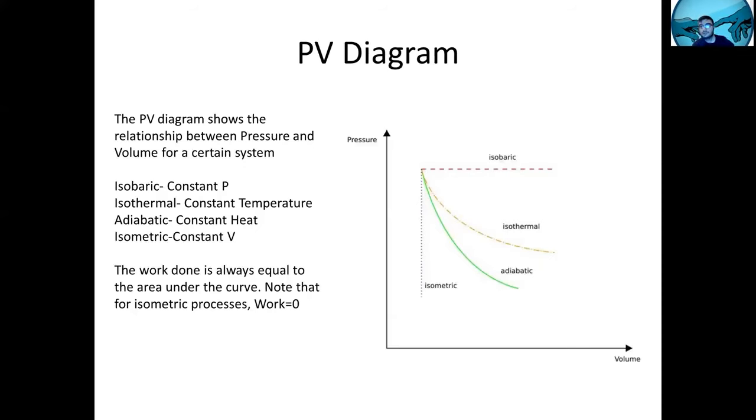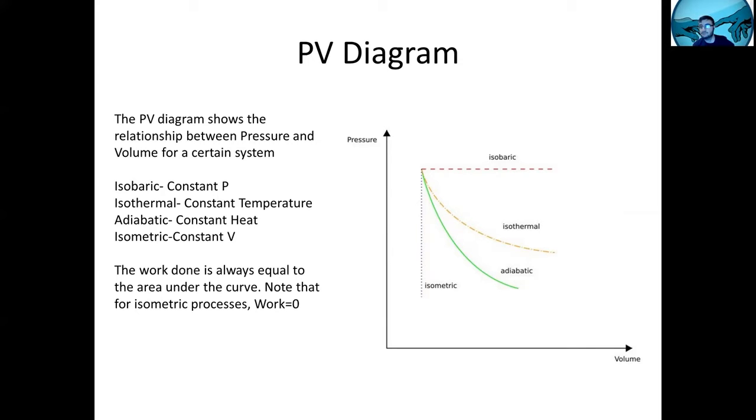Okay. Next, I know we're jumping through a lot of different topics. PV diagrams. The PV diagram is important, especially for some vocabulary that you should know. The PV diagram shows the relationship between pressure and volume for a certain system.